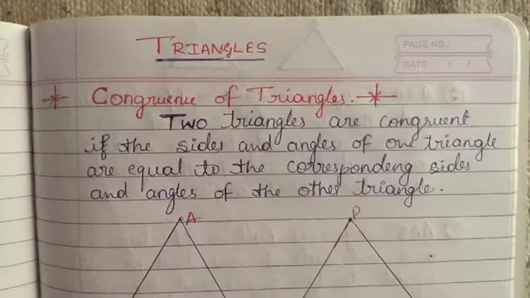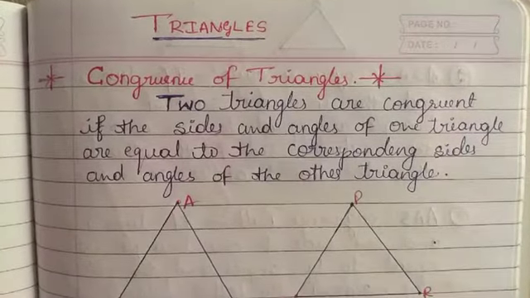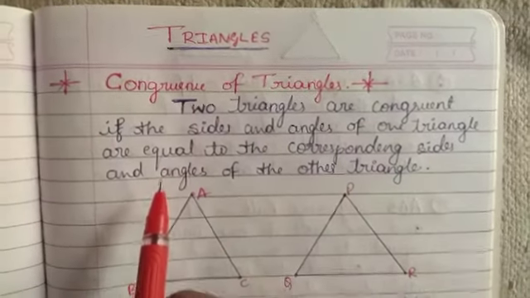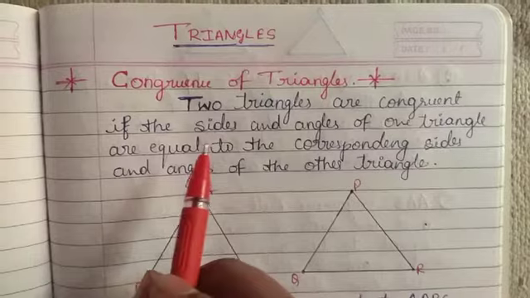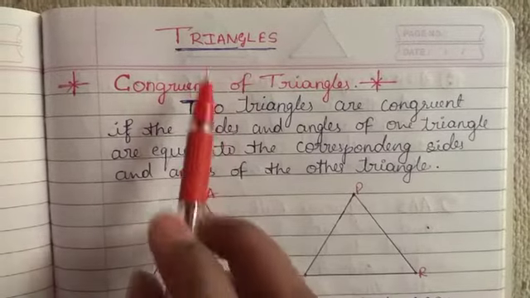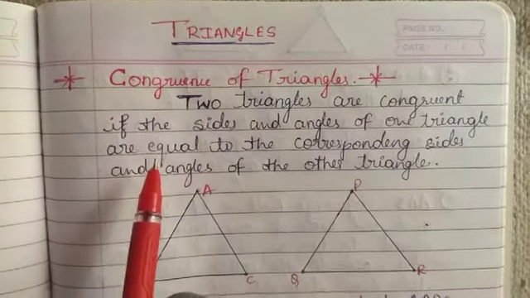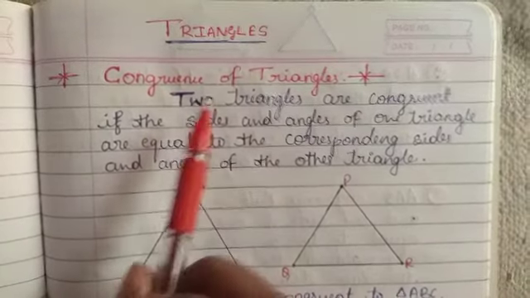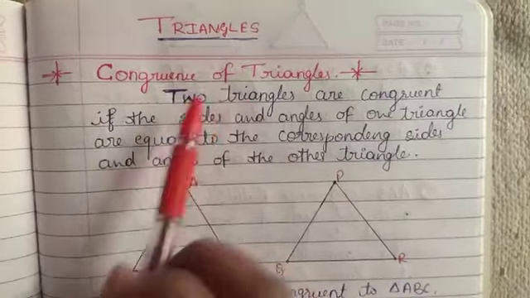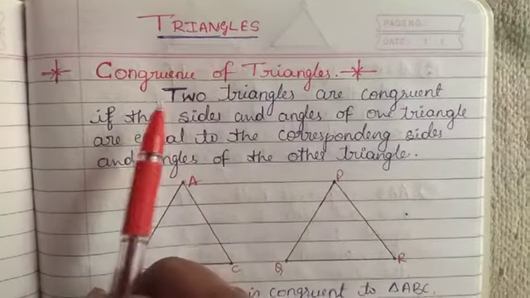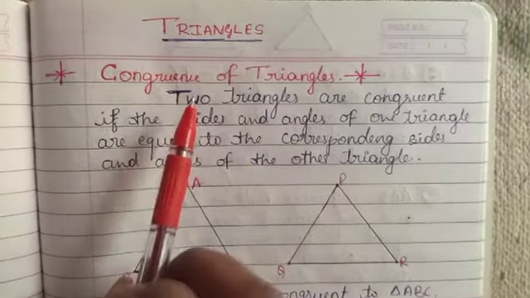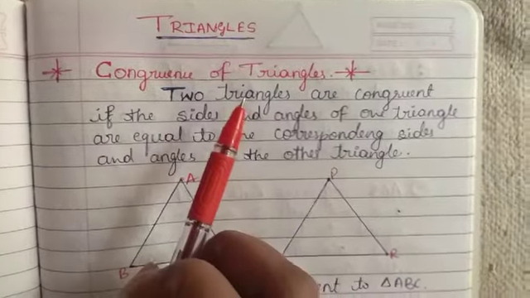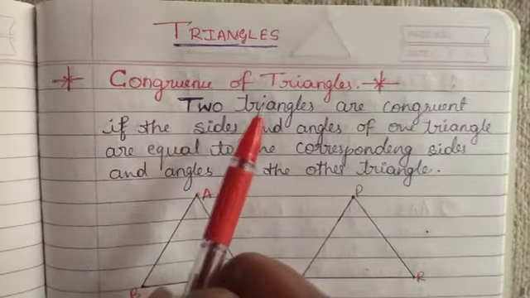Hello students, today we will start one new chapter, that is triangles. Okay, what did we study in the previous year about triangles? Yes, we studied triangles. A triangle is a closed figure with three sides. It's called a triangle. Yes or no? And it also has three sides, three vertices and three angles. Yes or no? We studied like this.